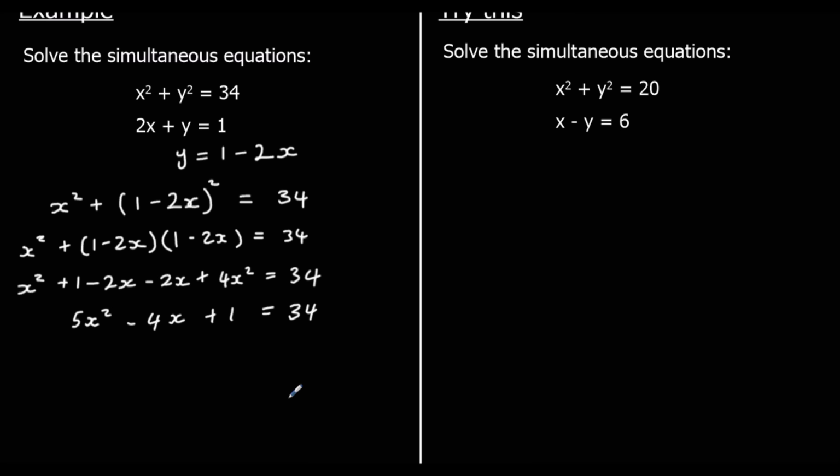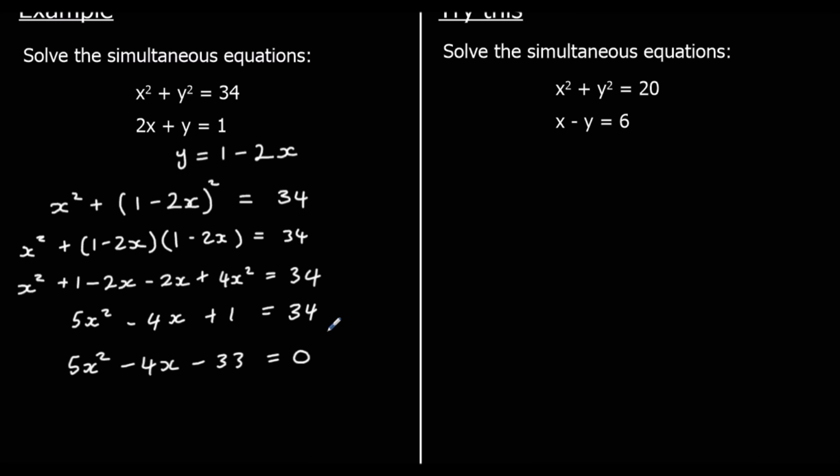We need to make it equal to 0 to solve it. So take 34 away from both sides. So we have 5x squared minus 4x minus 33 is equal to 0. So we've got a quadratic. This looks like a harder one to solve.